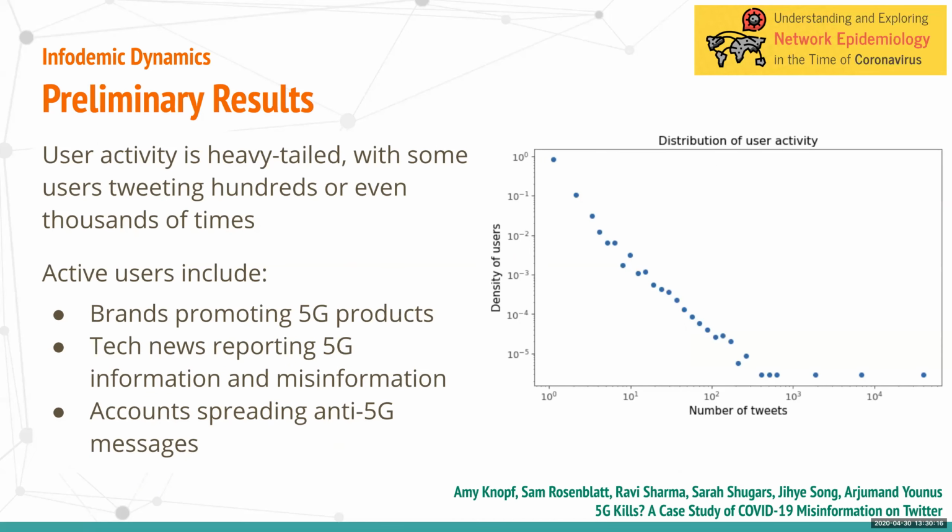And as you might expect, we do see a heavy tail on the distribution of user activity, with some users being very active during this time. The most active users include a range of brands, news outlets, and also accounts which are spreading anti-5G misinformation.